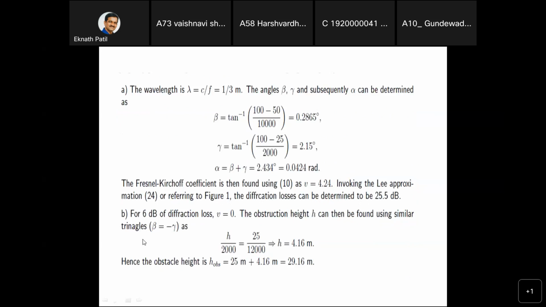For 6 dB diffraction, v is equal to 0, and the diffraction height h can be found using similar triangles. Beta is equal to minus gamma. So from this, h can be calculated. H divided by 200 is equal to 25 divided by 12,000. H is equal to 4.16.